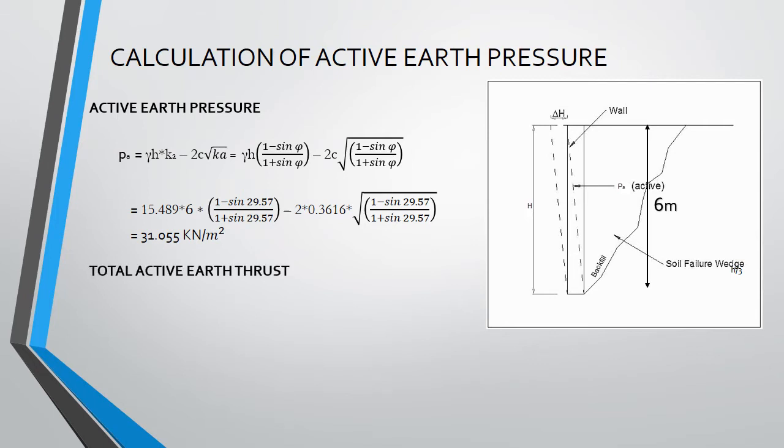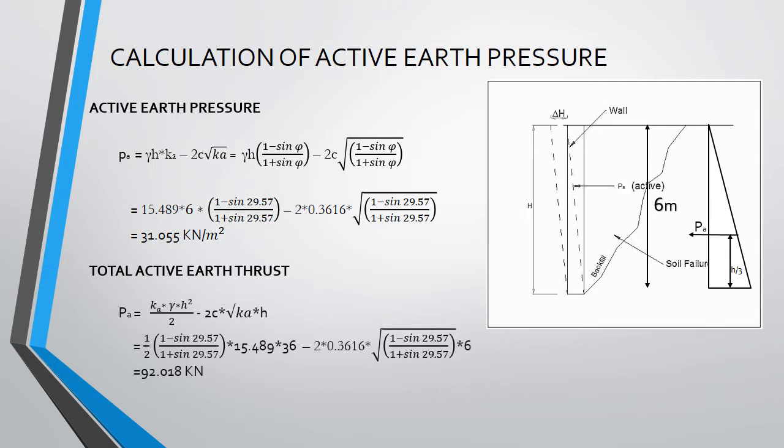Now the total active earth thrust acts in the form of a triangular wedge with 0 at the top and Ka gamma h at the bottom, and it is given by the formula here, and we got a value of 92.018 kilonewtons.